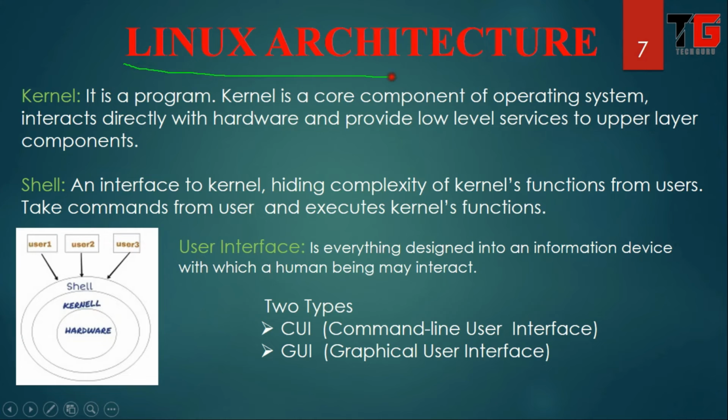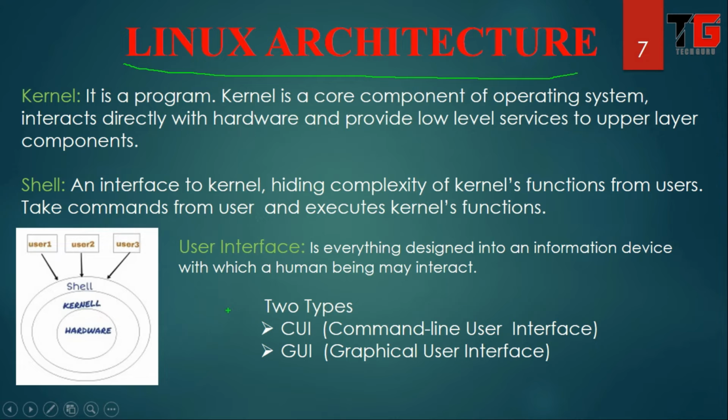Now study about Linux architecture. First is kernel. It is a program. Kernel is a core component of operating system. It interacts directly with hardware and provides low-level service to upper layer components. Shell, an interface to kernel, hides complexity of kernel's functions from users, takes command from users and executes kernel functions.